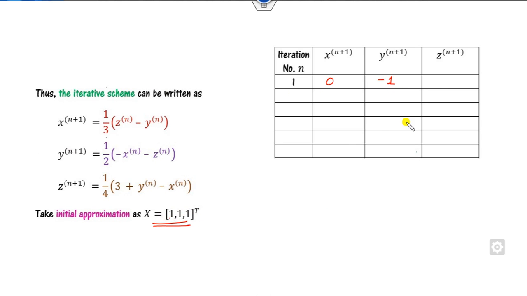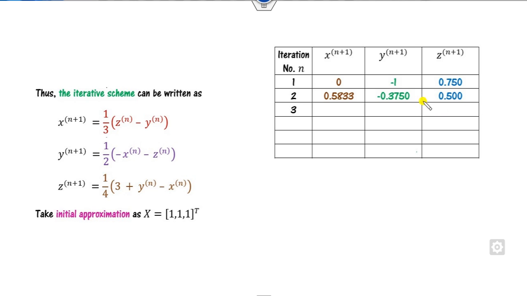If I substitute 1, 1, it's 3 by 4, which is 0.75. Then I can substitute this value again here. It will be 1 over 3. Z is my 0.75. Y is my minus plus 1. So this is my 1.75 divided by 3. I can substitute this value. X is my 0. Z is my 0.75. So you can see it's a minus 0.375 and so on. Fine.